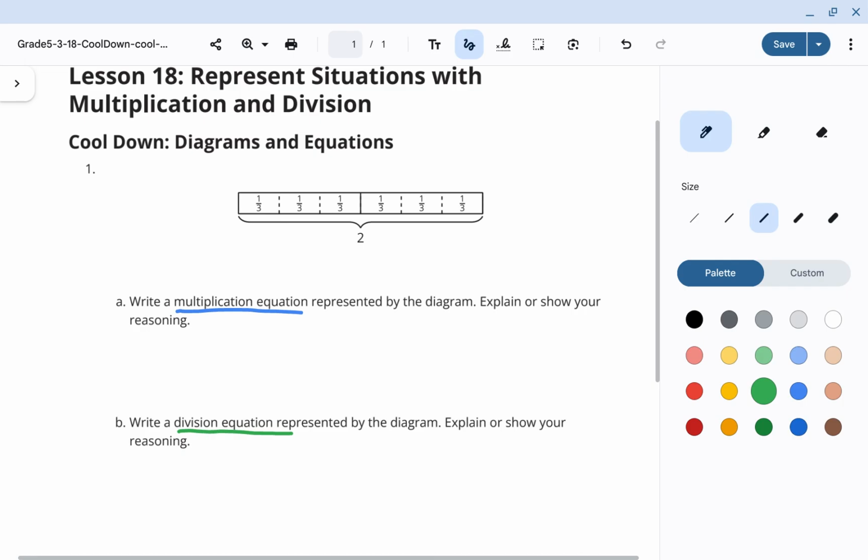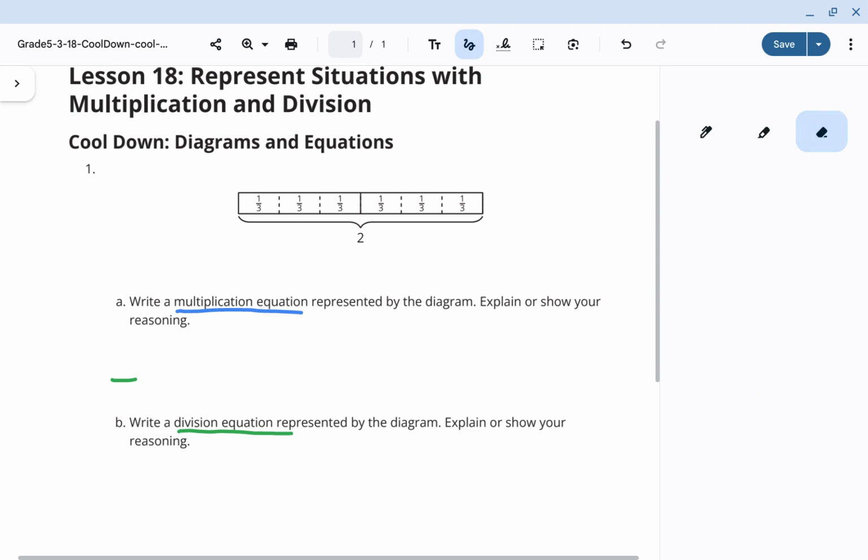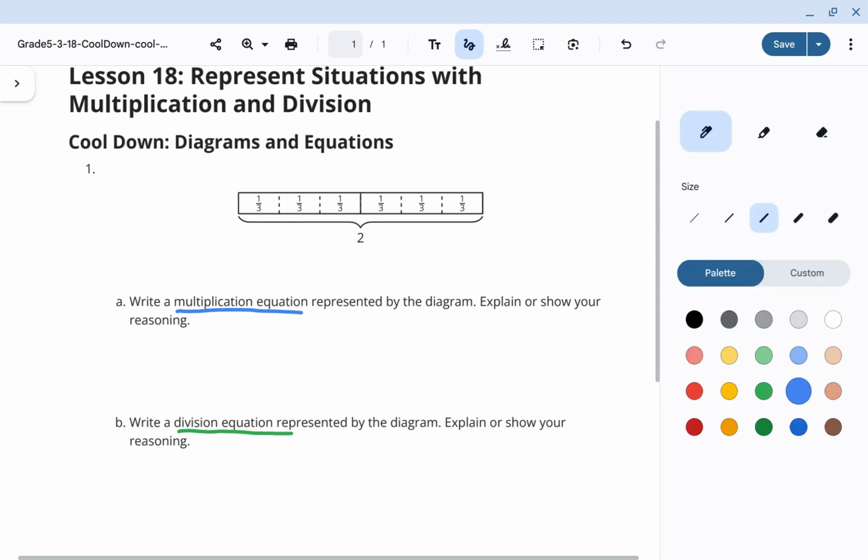Let's think about what it is that we are seeing repeated, right? What is the number that we are seeing repeated? Because we are going to have a factor and we're going to multiply by another factor, right? And then we're going to get to our overall answer of two wholes, right? That's what we're going to see as we create our multiplication equation.